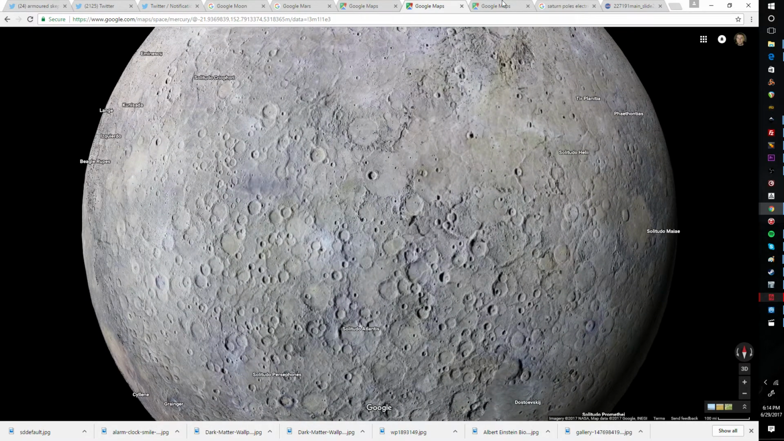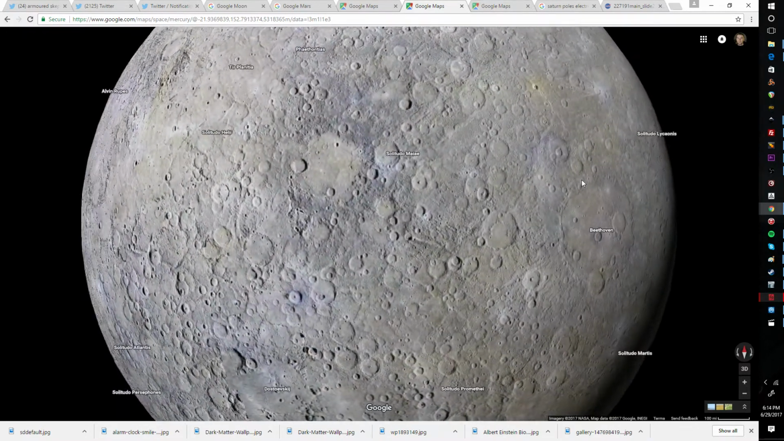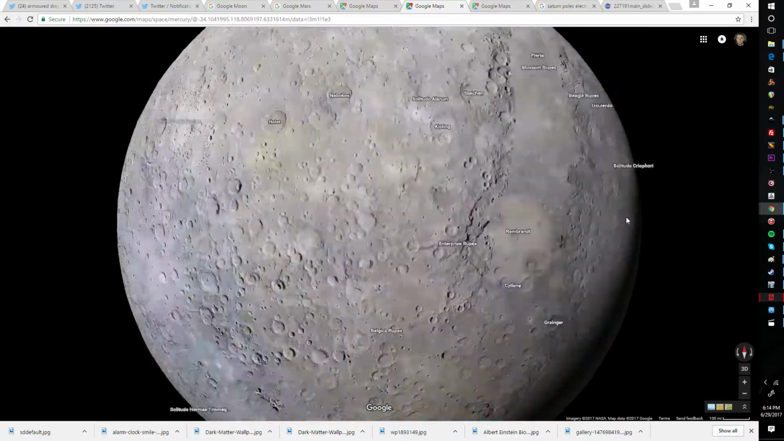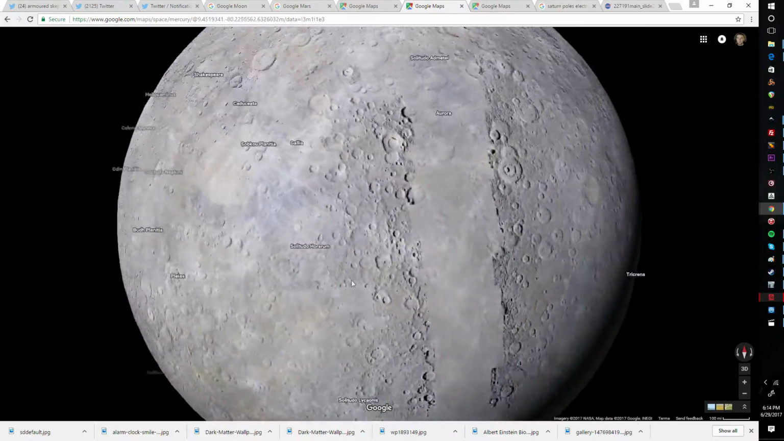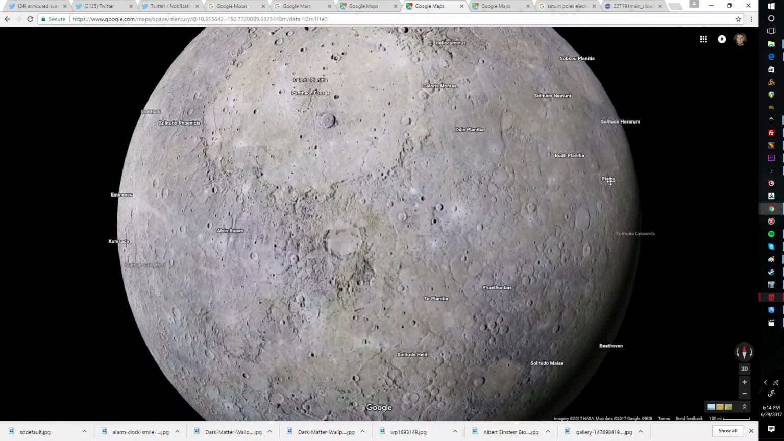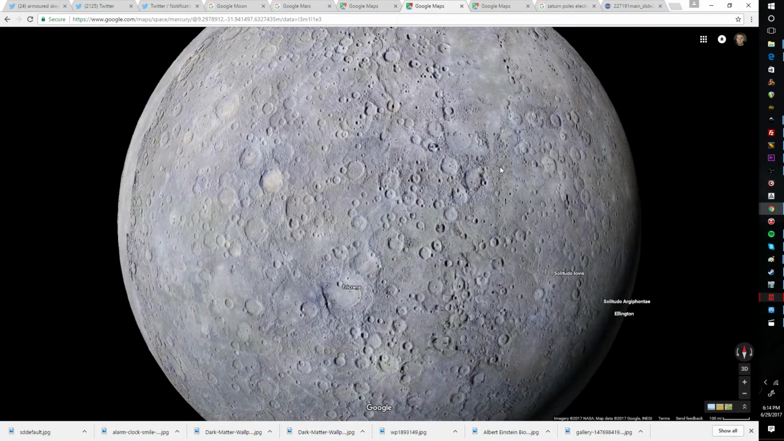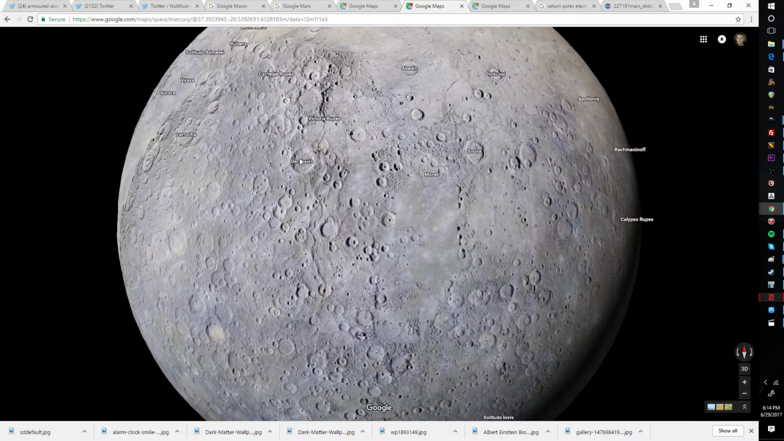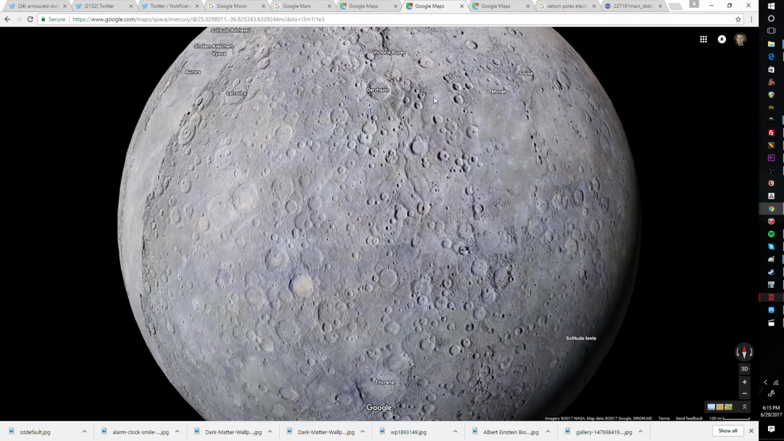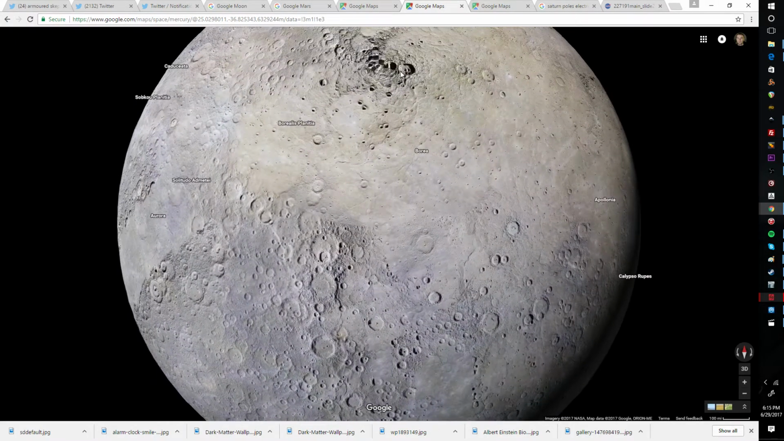This is the planet Mercury. It's very hot during the day and very cold during nighttime. And as you can see, the surface of Mercury is very similar to the moon. Granted, this is a bigger body, and the distribution of the craters is a little bit different, but when we get to the poles here, you will see some of the same phenomenon.